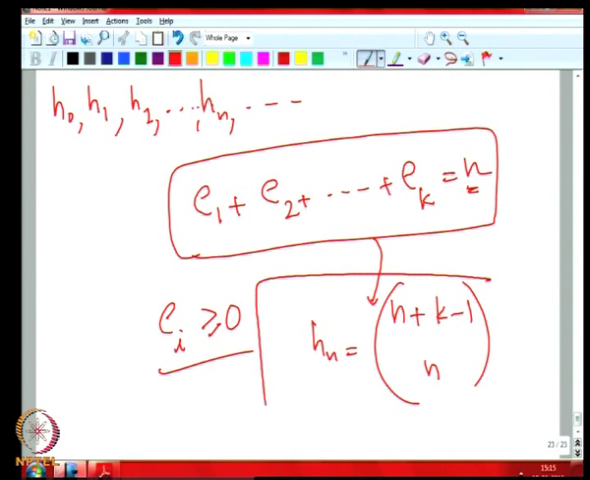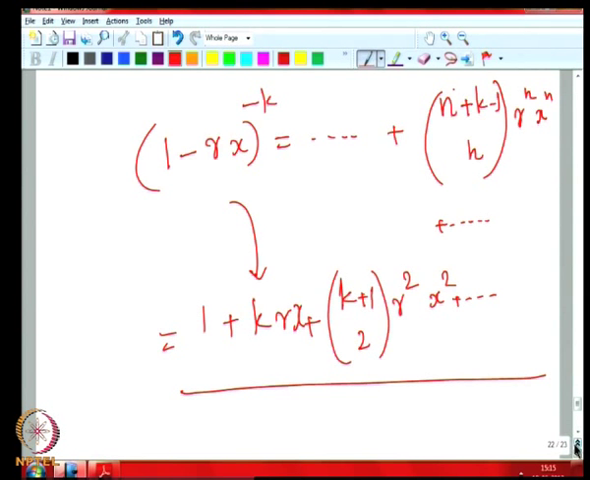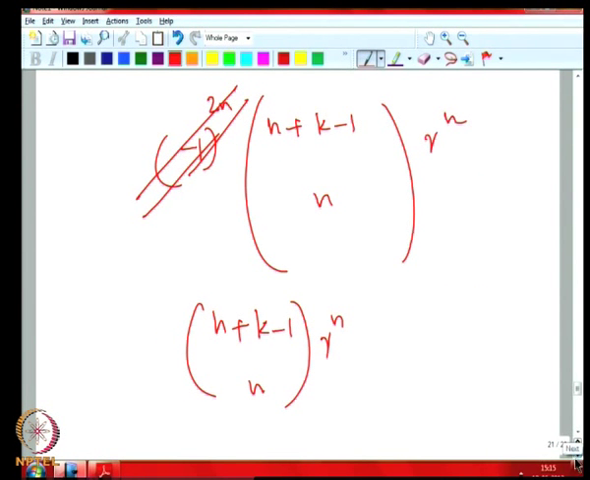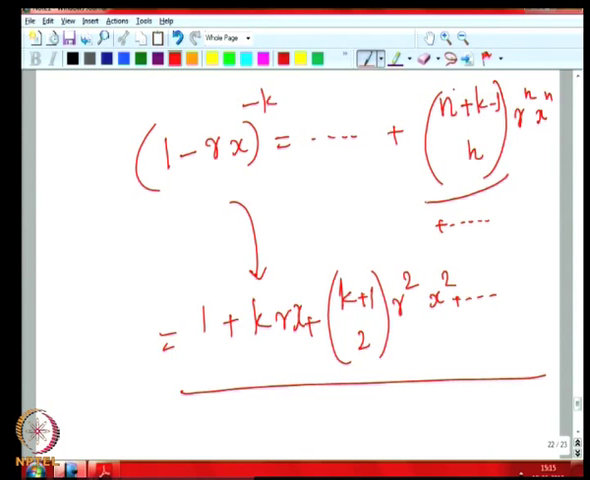You know that this hn value is this, from our previous knowledge. We haven't solved it here, we have done it before. But now we can write the generating function for this easily. Why? Because we see that the generating function whose coefficient of x raised to n is hn, equal to n plus k minus 1 choose n, is this one.